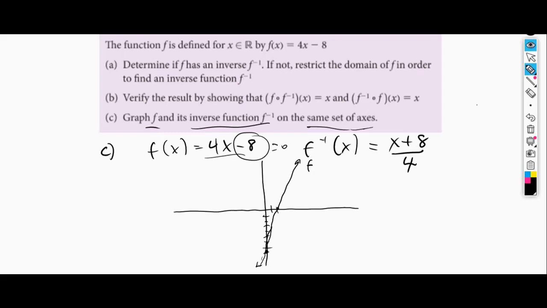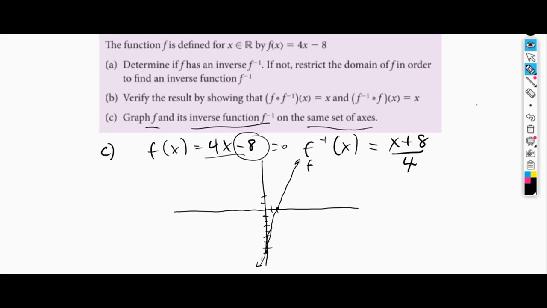And now to do the inverse, I'm not even going to do calculations. Why not? Well, because if we just swap x and y, notice that if x was 2 for f of x, then for the inverse, y is going to be 2.